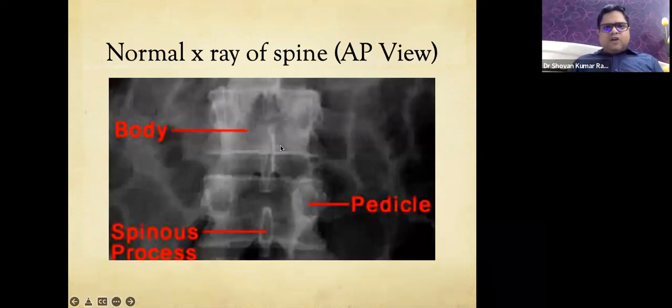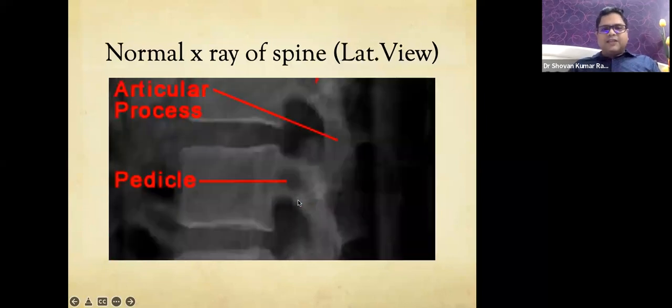This is a normal X-ray spine. So what we see is, this is the body, these are the spinous processes, and these are the pedicle, which is forming the facet joint. On a lateral view, that was AP. On a lateral view, you see these are the articular processes, and this is the pedicle, and these are the disc.